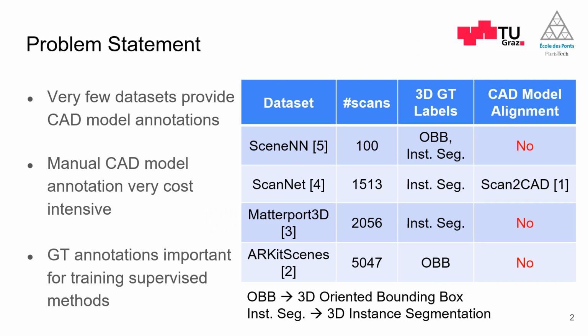Popular datasets for 3D indoor scene understanding provide either oriented bounding boxes or instance segmentation as ground truth annotations, but they do not directly provide annotations for the shapes of the objects. However, such ground truth annotations are important for training supervised methods, for example for CAD model retrieval and alignment from RGB.